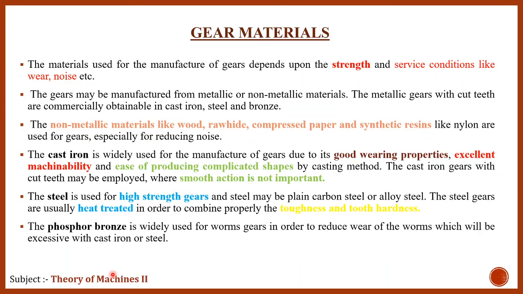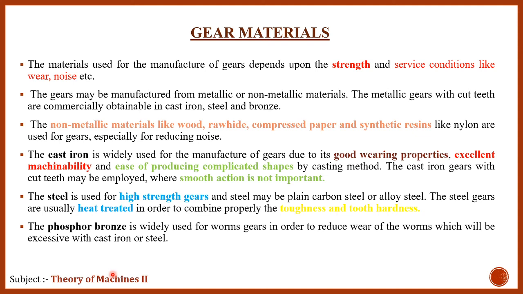Now, the last part of this lecture is gear materials. Depending upon the strength and the service conditions like wear and noise, we have to select the material. There are two types of materials we use: one is metallic and the second is non-metallic. In the non-metallic materials, we use wood, rawhide, compressed paper, or synthetic resins like nylon, which are used in our electronic components. Again, in toys and in the automation industry, we use these non-metallic materials.